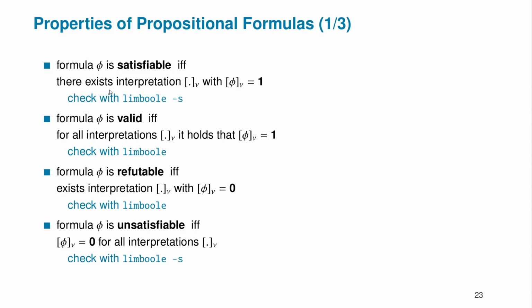We can check this with the SAT solver Limbo. If you use the command line feature, so you do not use the web interface but the command line feature, as I will show in the exercises, you have to use the -s for satisfiability checking, and if you do not give an option, it will check validity. So it will check if all possible assignments are a model of the given formula.